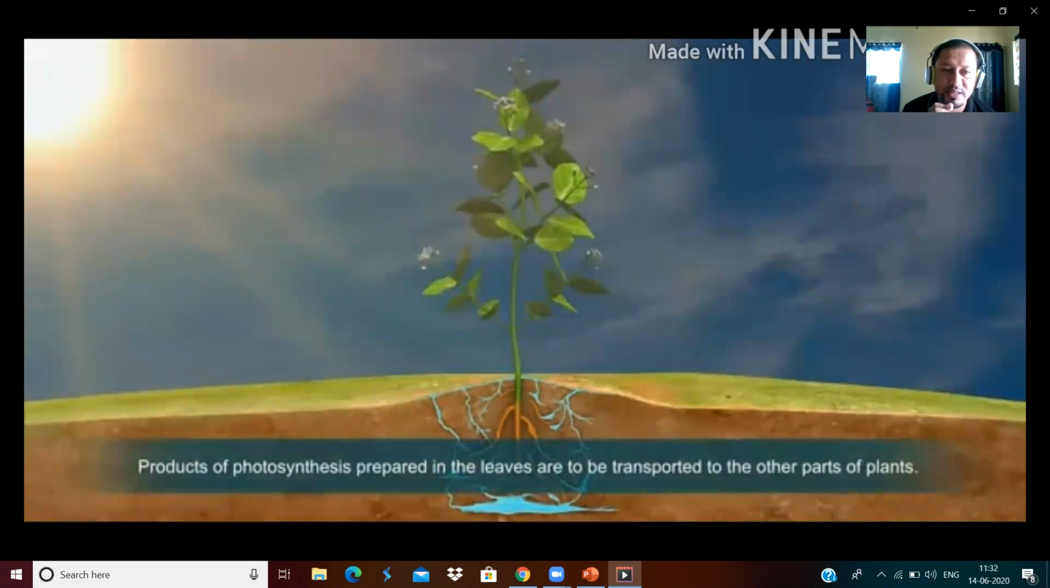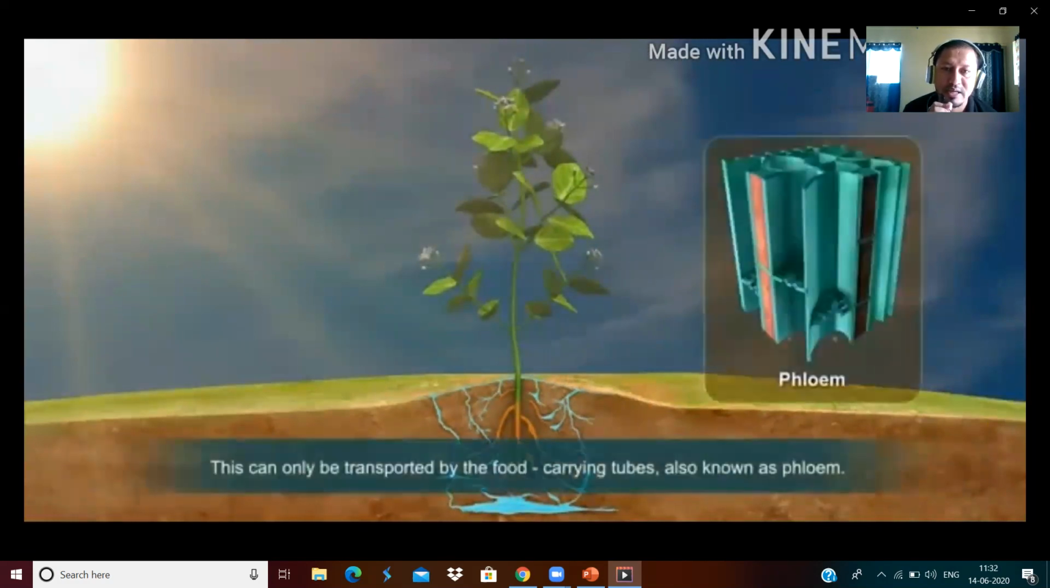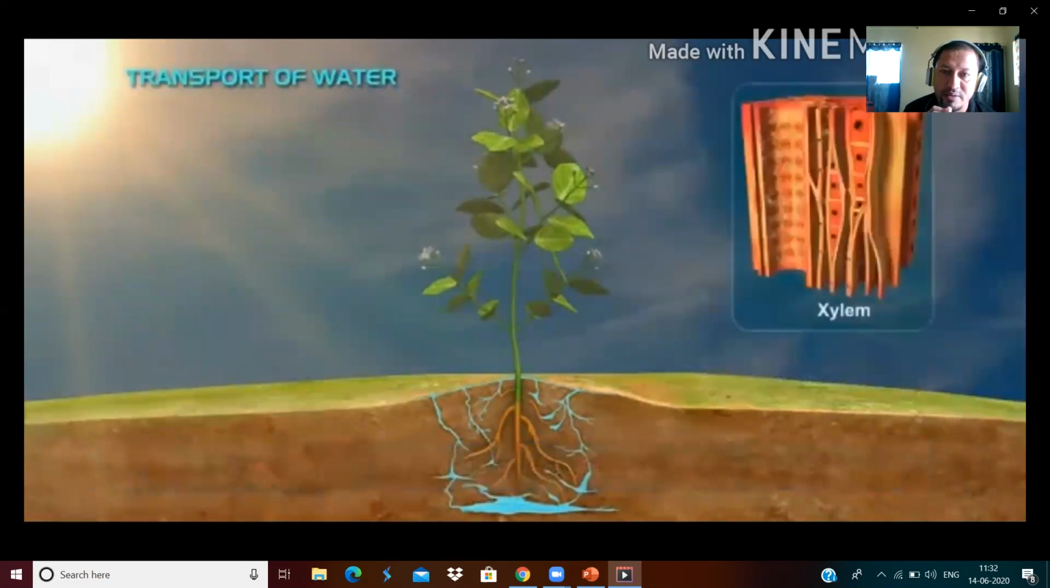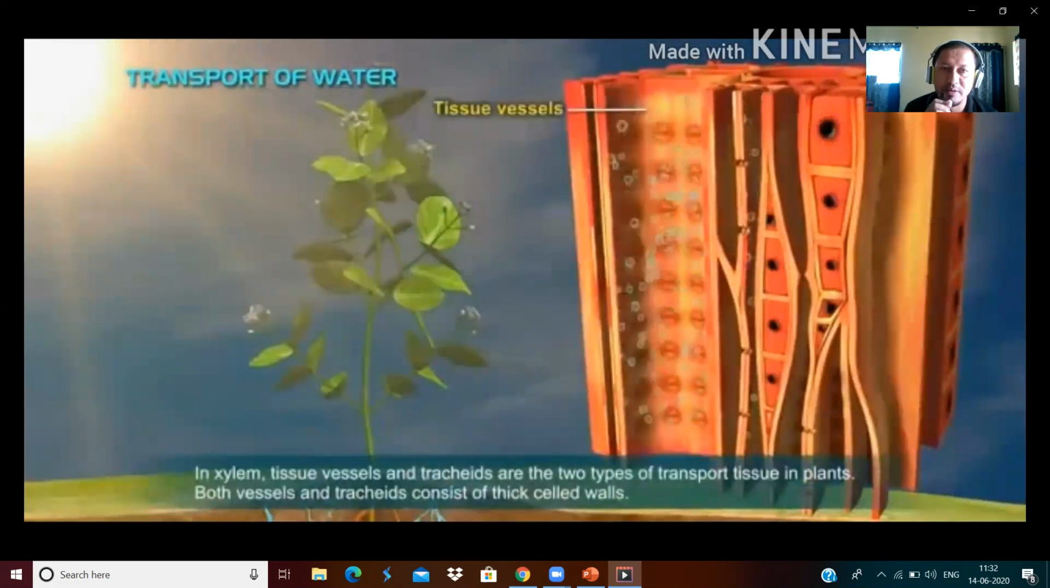During photosynthesis, the leaves absorb the water, and the food that is prepared in the leaves needs to be transported to the different parts of a plant. That is by the help of phloem. Transportation by the help of xylem, where the xylem tracheids and vessels play an important role.